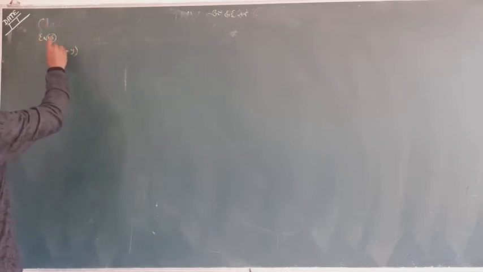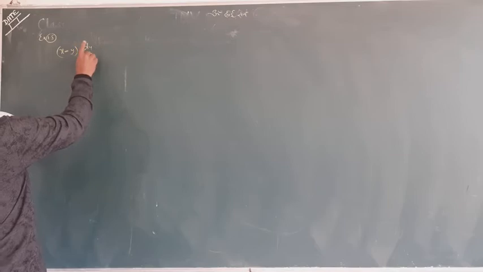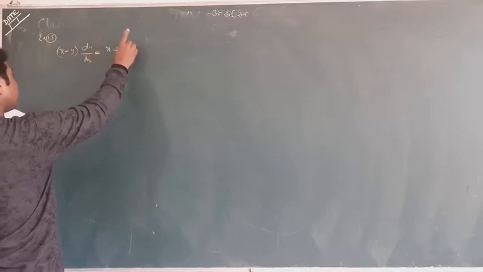Okay, let me explain this question from the book. So the first question I am taking here is example number 15. Look at the question: (x minus y) dy by dx is equal to x plus 2y.